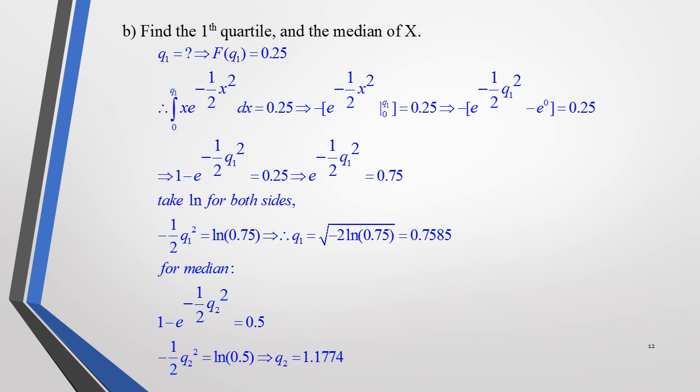To find the median, we will do the same steps as for the first quartile, but here probability of x less than or equal Q2 equals 0.5, where Q2 is the median.